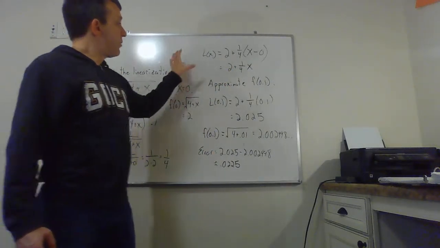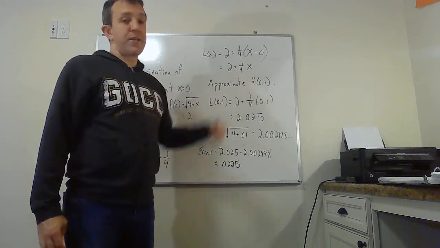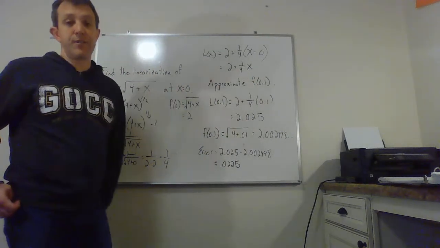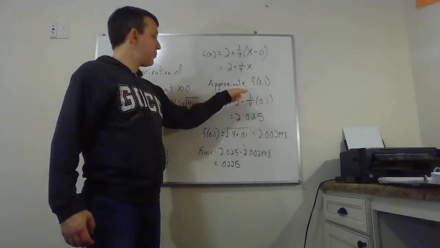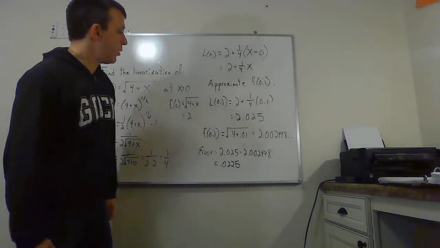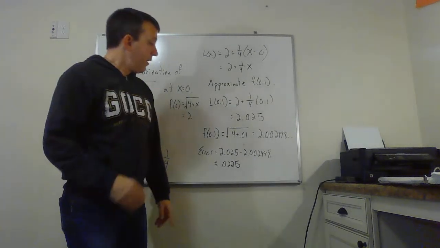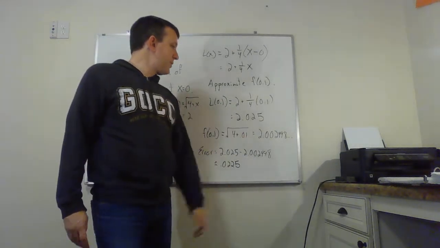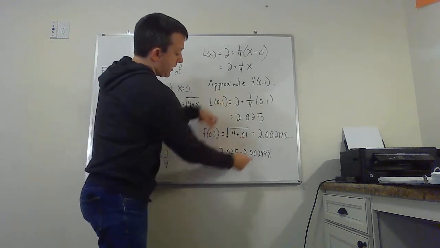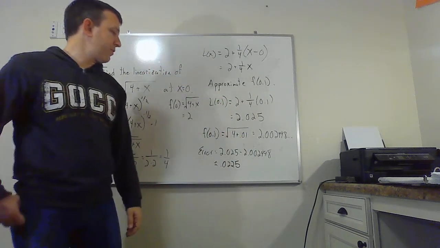So then I want to use my linearization function to approximate f of 0.1. Well, the linearization at 0.1 is 2 plus 1/4 times 0.1, which works out to be 2.025. The actual value would have been 2.002498, which gives us an error by subtracting those two of about 0.0225.